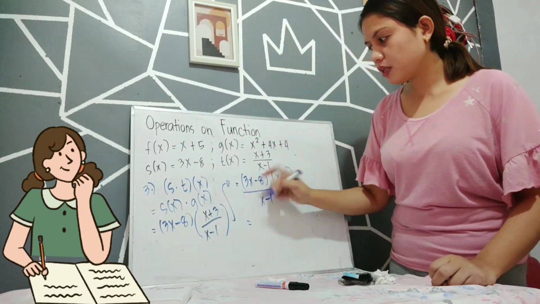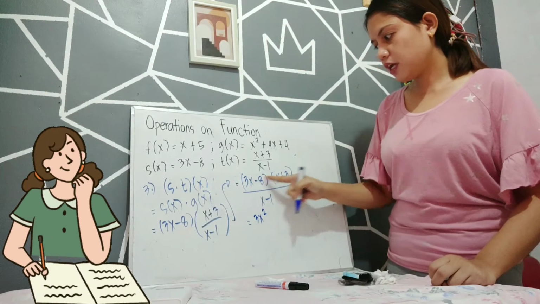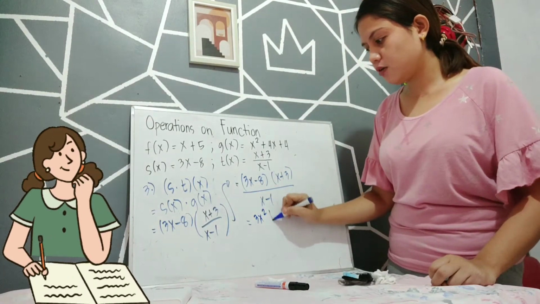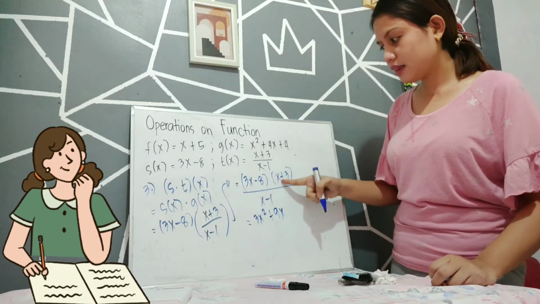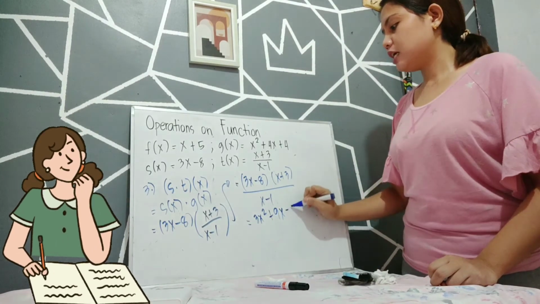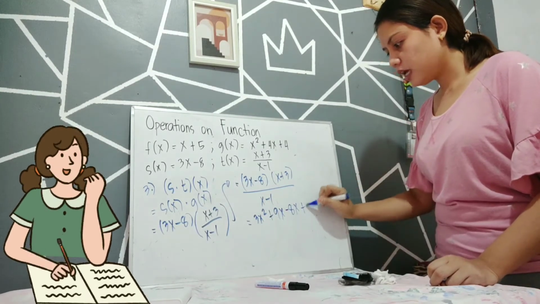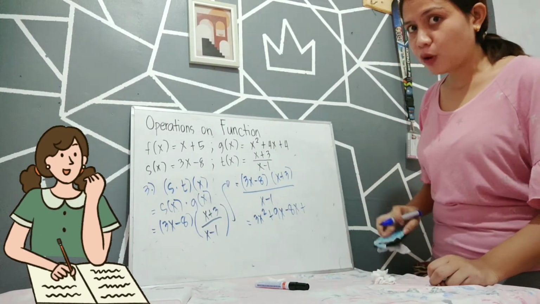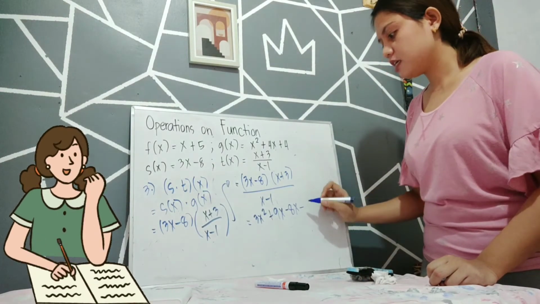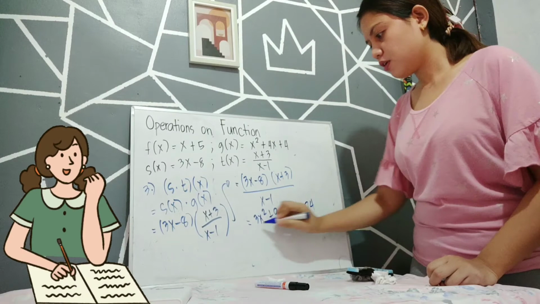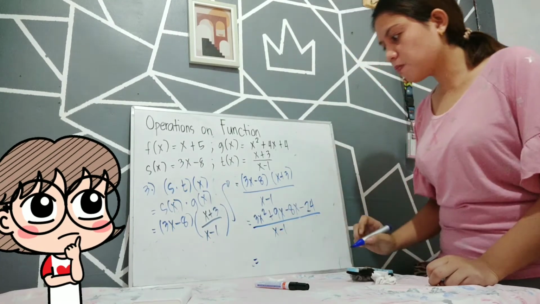Then you distribute 3x times x. So you have 3x squared. 3x times positive 3, you have positive 9x. Negative 8 times x is negative 8x. Negative 8 times 3 is, if you are multiplying unlike signs, remember that the answer is negative 24, over x minus 1. Then you combine like terms.